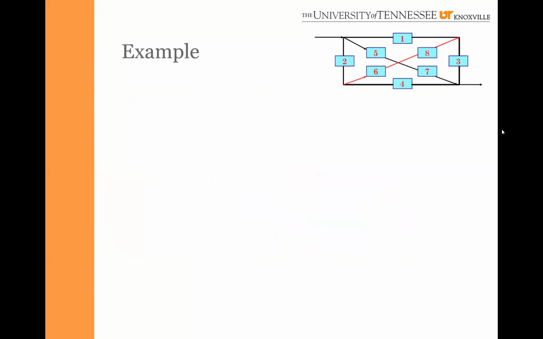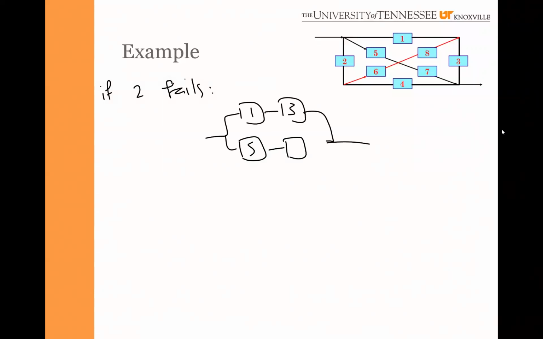Okay, so I condition on 2, but it doesn't mean that it's the only one by any means. So if 2 fails, what happens? If 2 fails, it takes out two paths, the ones that go through 2, which are 2-4 and 2-6-8-3. So they both go away. The only thing that's left is 1-3, and then 5-7. All right, so that is it. The system simplifies, and then R1, case 1, will be 1 minus R1 R3, times 1 minus R5 R7. All right, so that will be the first case.